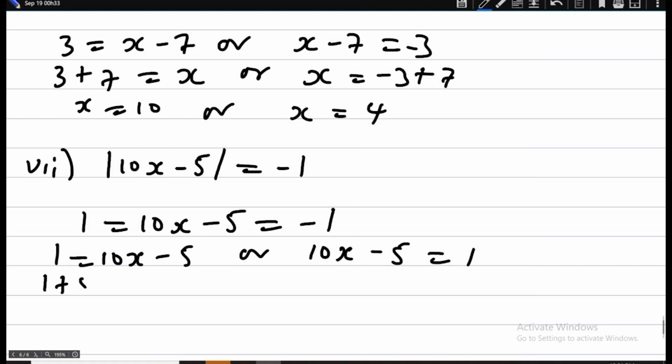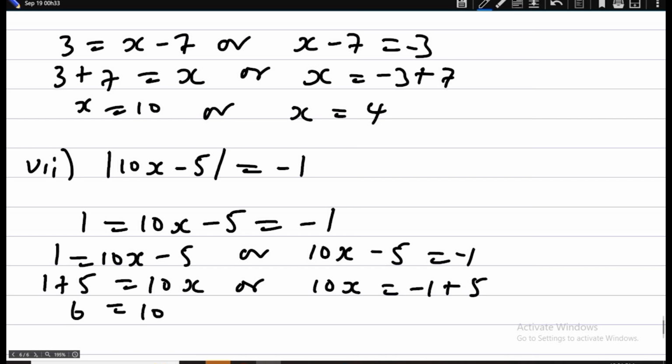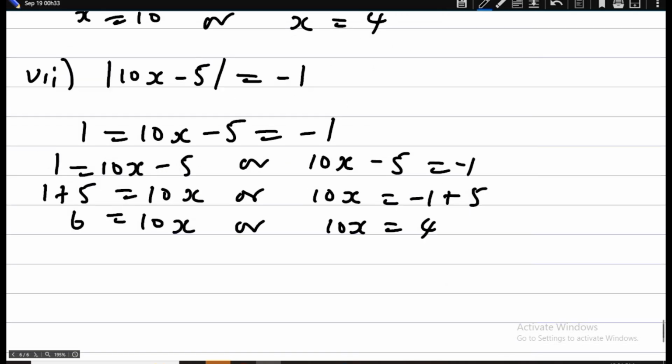So this side is minus 1, is equal to minus 1 plus 5. So here I'm having 6 is equal to 10x, or 10x is equal to 4. So finally we're having that x is equal to what? 6 over 10, which is something as what? 3 over 5, right? Or we have that x is equal to what? 4 over 10, which is what? 2 over 5. So we go to VII.